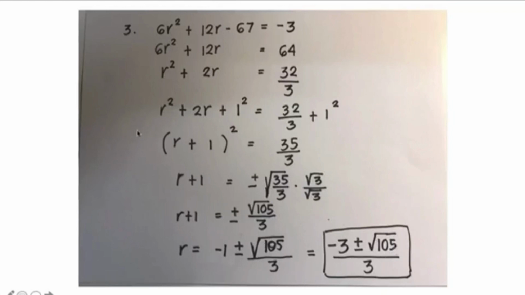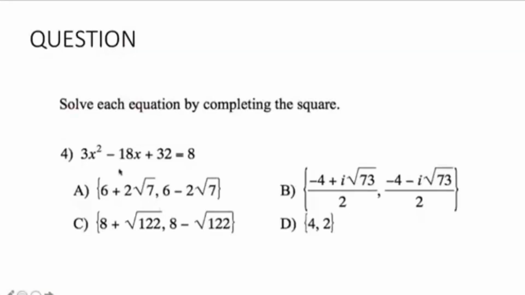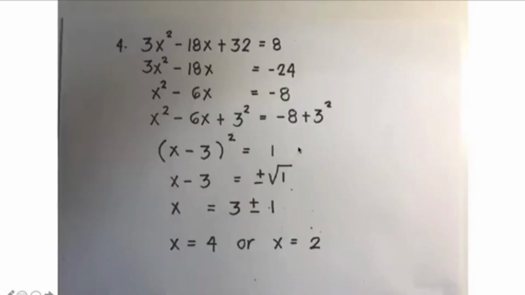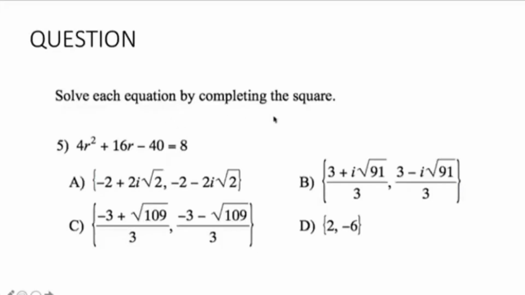Now, 2 more problems. Solve each equation by completing the square. So pause the video and solve this. For our answer, here is the answer. Solve each equation by completing the square. You have 4r squared plus 16r minus 40 equals 8. Pause the video and solve the problem.